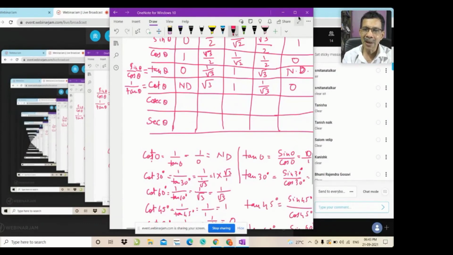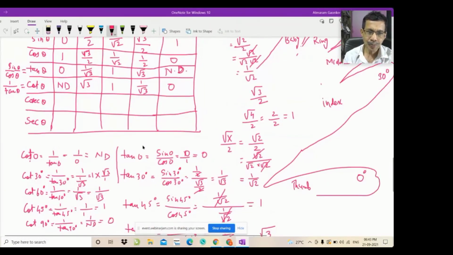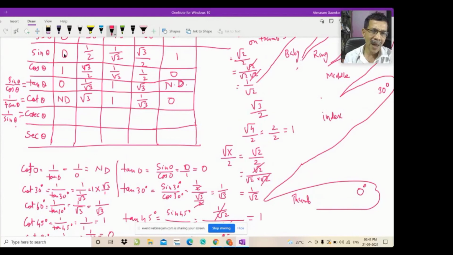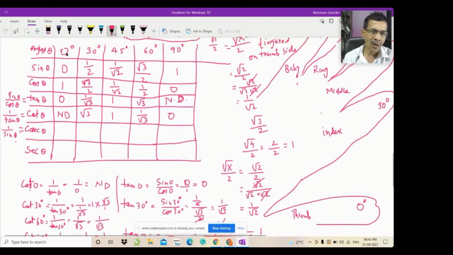Let me go to the next part, and the next part is still easy. Cosec of theta we know as 1 upon sine theta by the reciprocal formula. So what I have to do is directly take the value of sine and put it in the denominator, 1 upon the value of sine. So first one is cosec of 0, and cosec of 0 is 1 upon sine 0, and 1 upon sine 0 means 1 upon 0, and 0 comes in the denominator, so this is not defined.